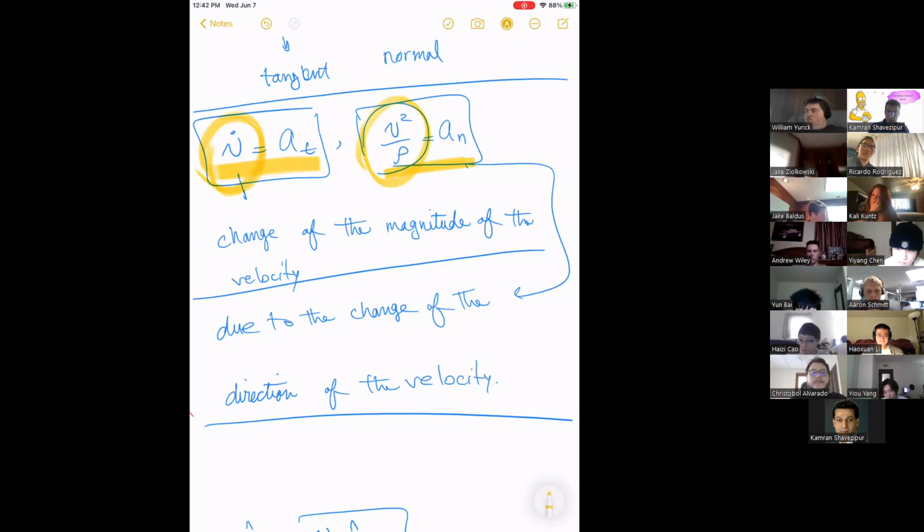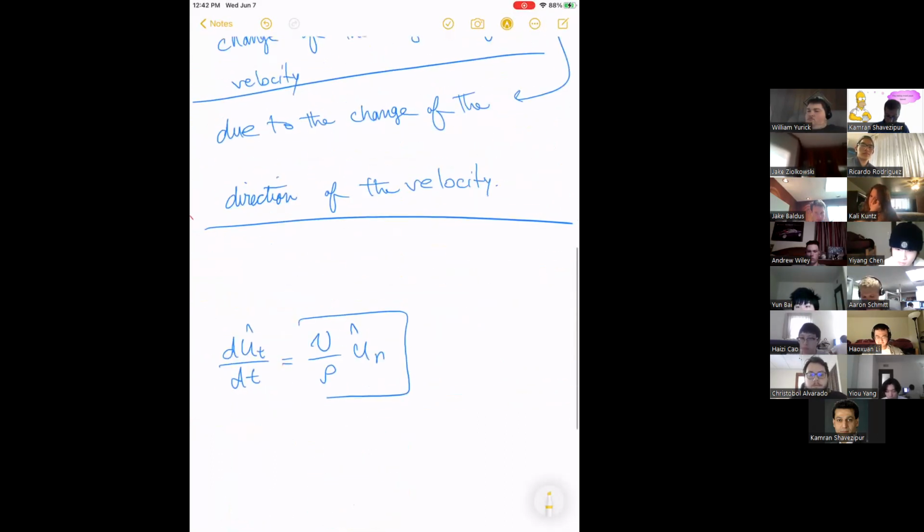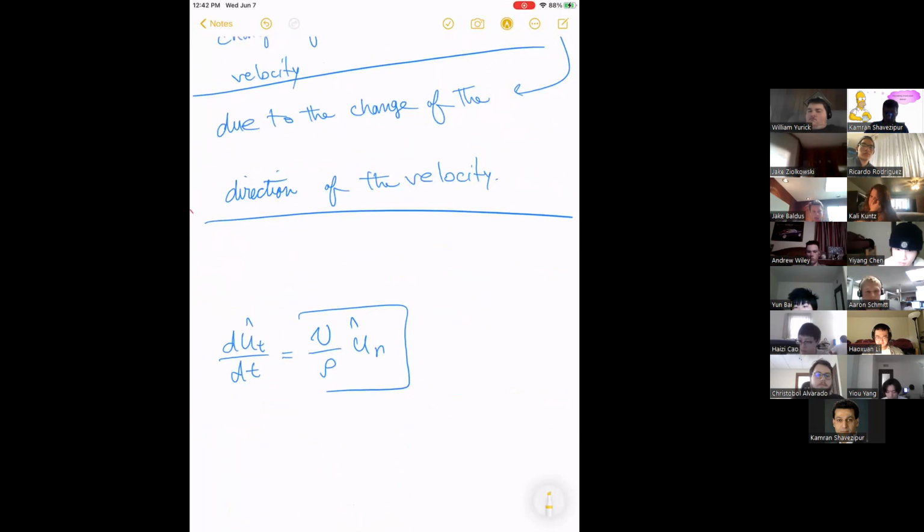Can you scroll down a little bit to show what dut over dt is? Yes. Thank you.